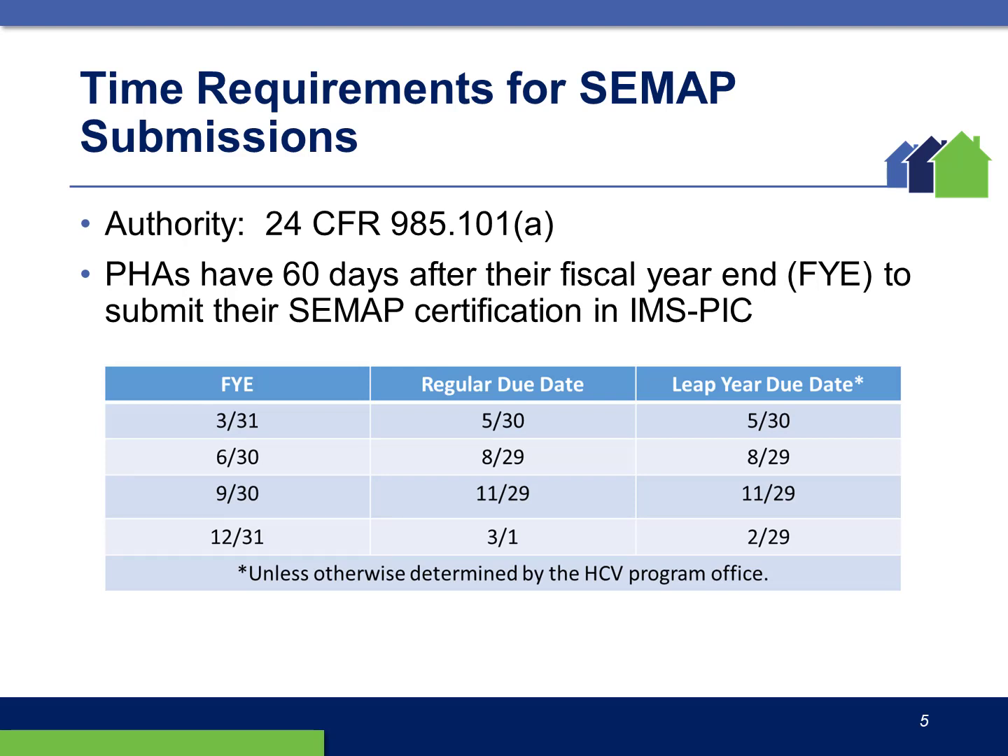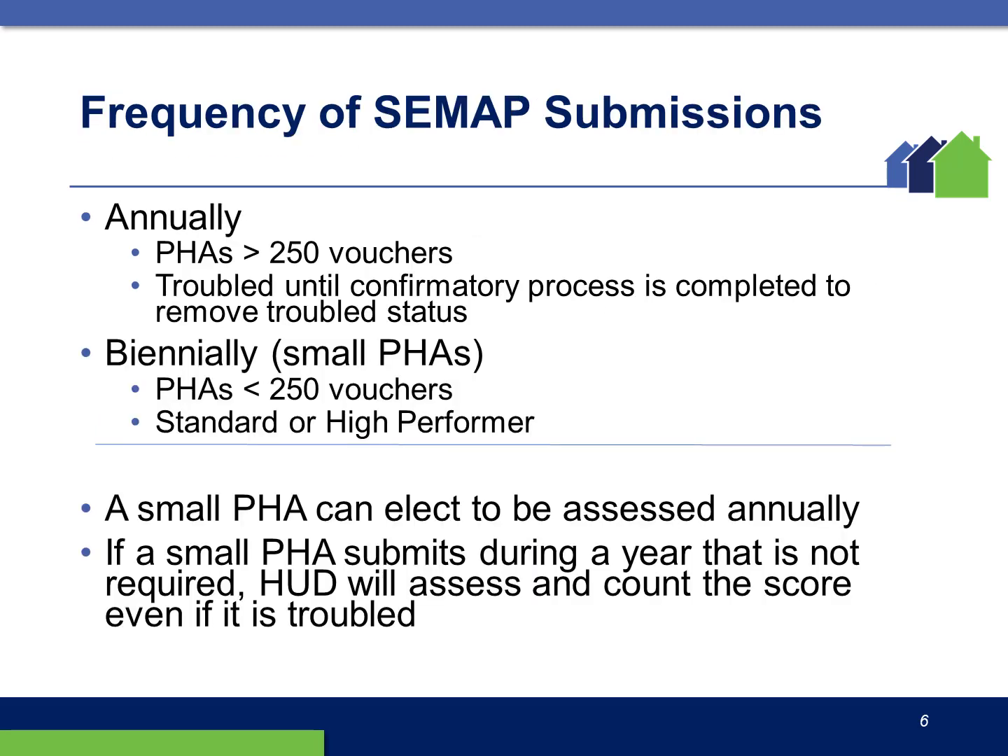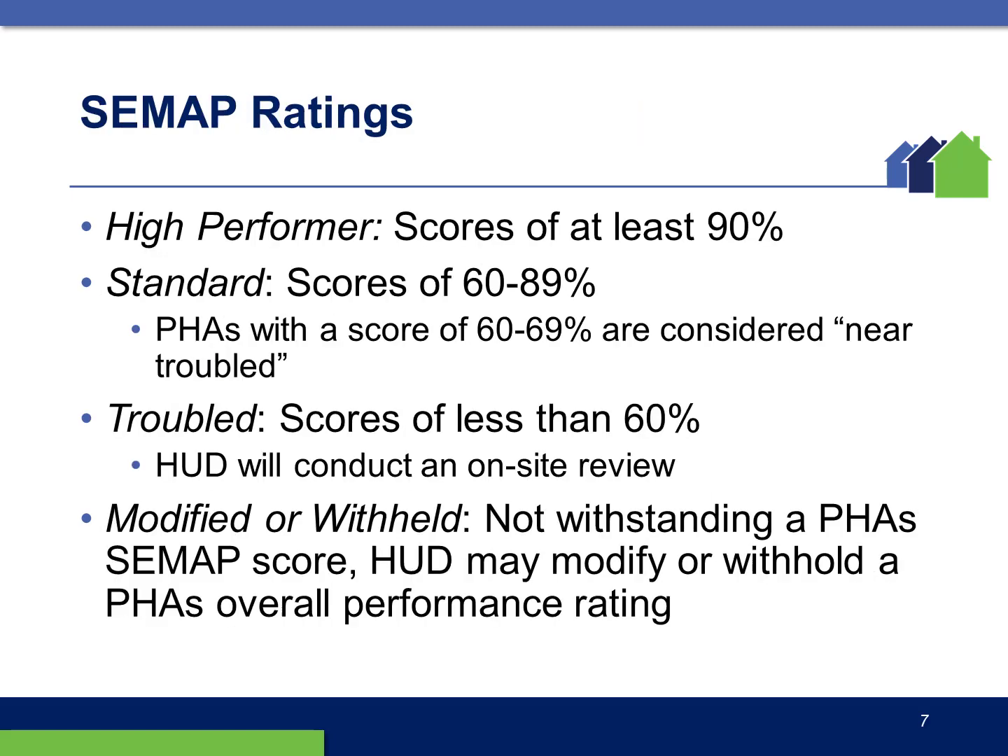PHAs have 60 days after their fiscal year end to submit their CMAP certification in IMS PIC. The table on this slide shows the PHA's due date based on a PHA's fiscal year end. PHAs with 250 or more voucher units must submit a certification every year. Small PHAs with fewer than 250 vouchers and are not considered CMAP troubled are assessed every other fiscal year, unless they elect for annual assessments. If a small PHA submits during a year that is not required, HUD will assess and count the score, even if it is troubled.